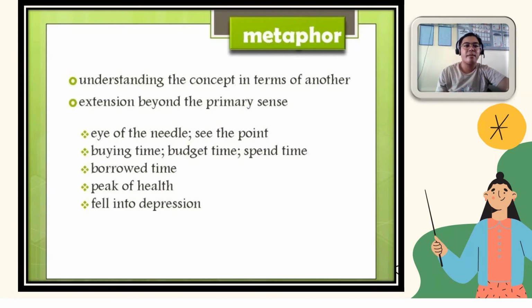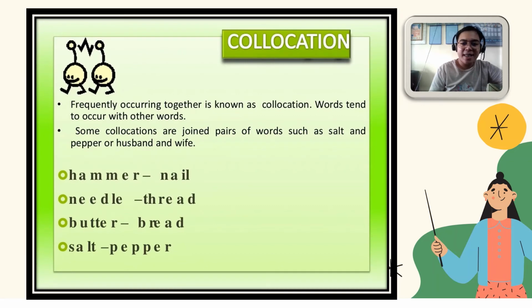Alright, so let's move on to collocation. Now, words that frequently occur together are known as collocations. Words tend to occur with other words. Some collocations are joined pairs of words such as salt and pepper, or perhaps husband and wife. A collocation is made up of two or more words that are commonly used together in English. So we have hammer, nail; needle, thread; butter, bread; salt, pepper.